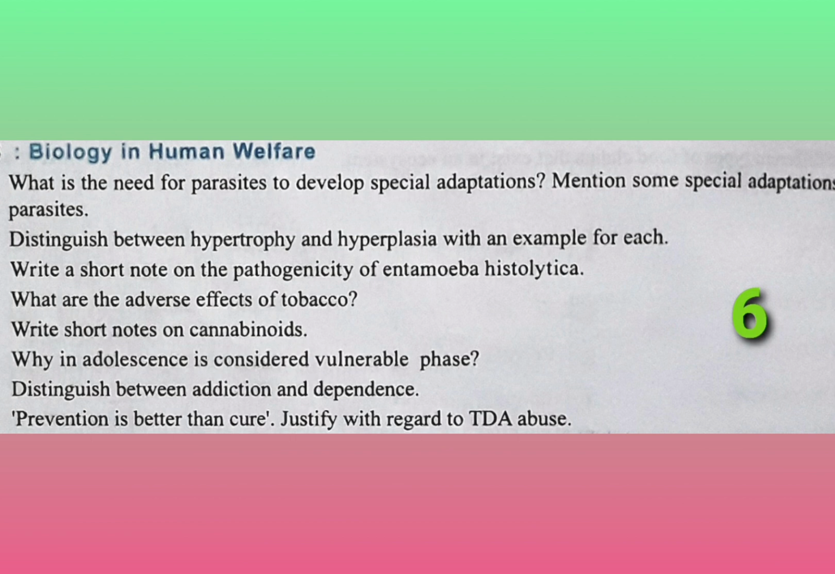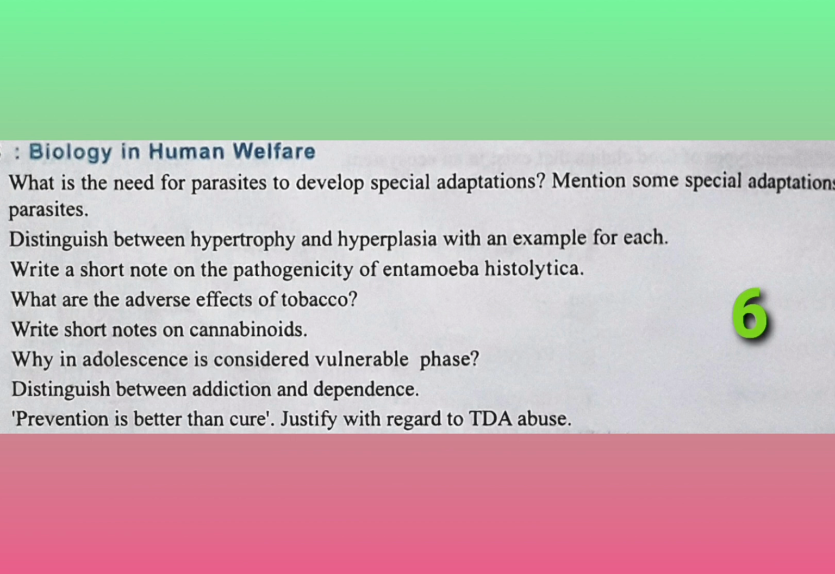But remember students, these are the expected important questions. Sixth chapter important questions are: what is the need for parasites to develop special adaptations? Mention some special adaptations of parasites. Next, distinguish between hypertrophy and hyperplasia with an example for each. Write a short note on the pathogenicity of Entamoeba histolytica.